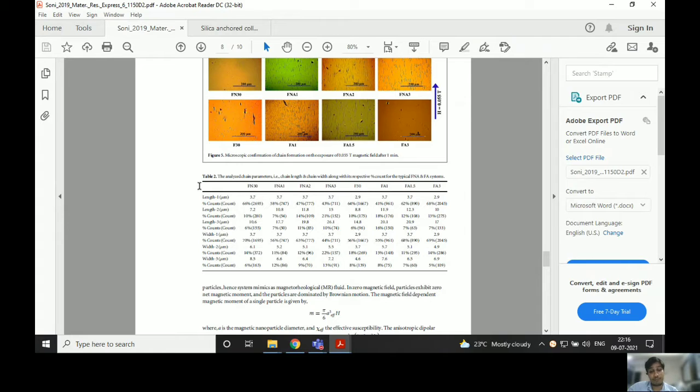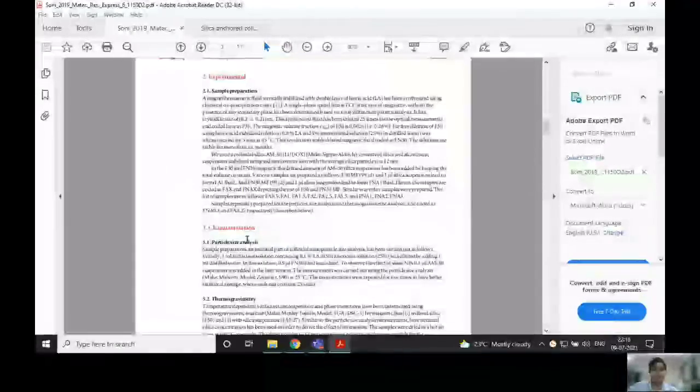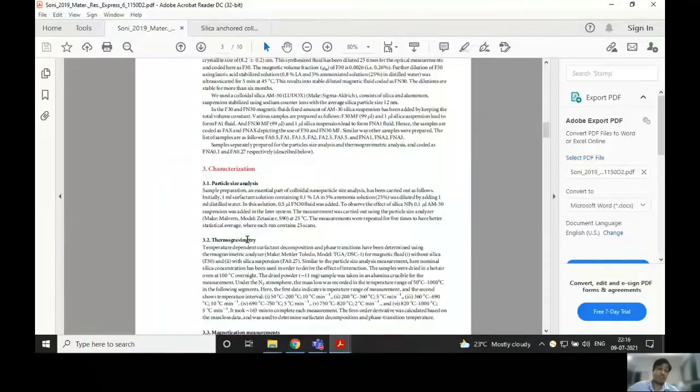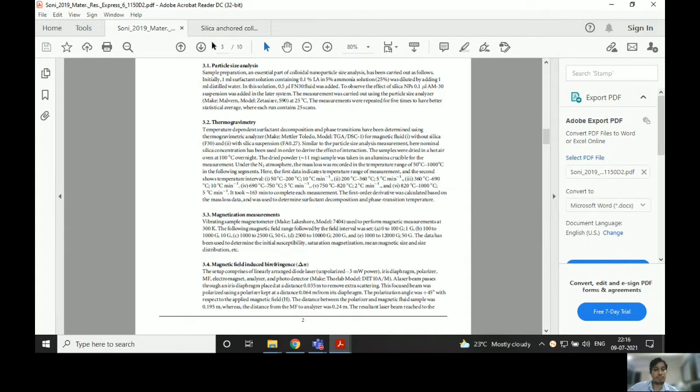or if you find it really very helpful or interesting, then and only then read the experimental or characterization part. Okay, you can read the experiment or characterization part, so you will be able to understand what kind of experiments and characterizations they have performed. Here you can see there are some characterizations like particle size analyzer, thermogravimetry, magnetization measurements, and magnetic field induced birefringence.